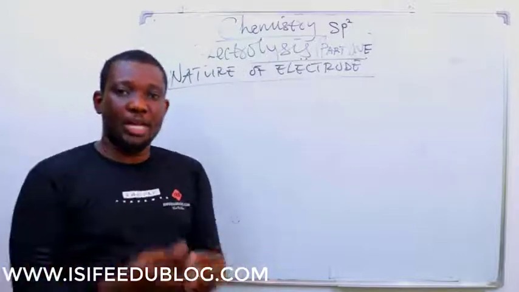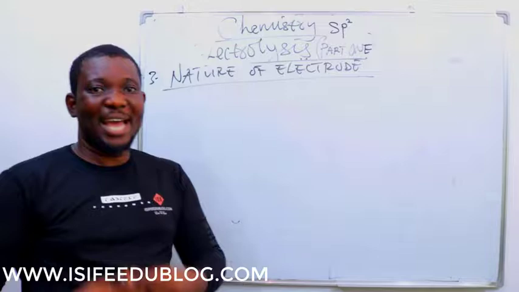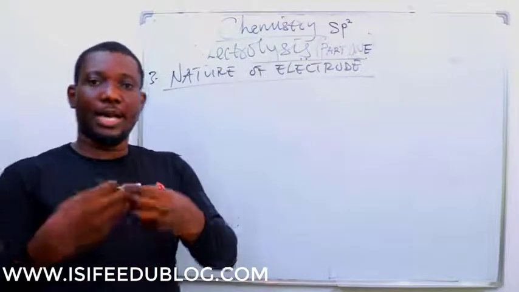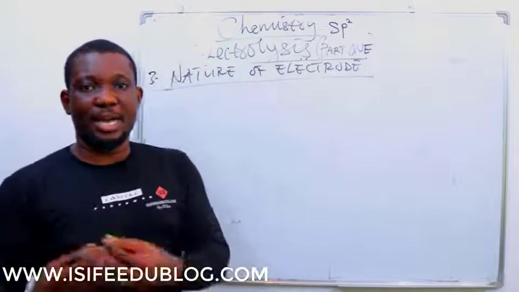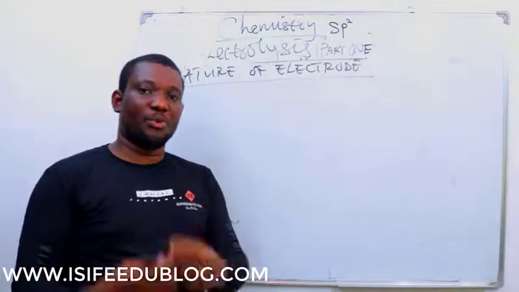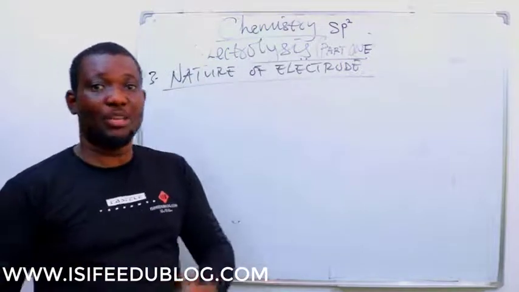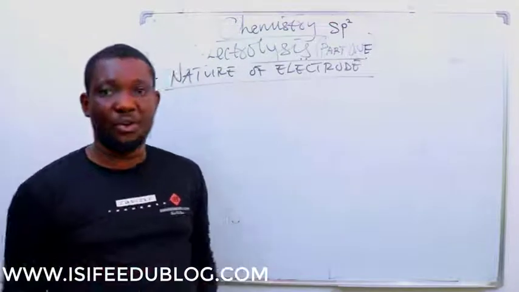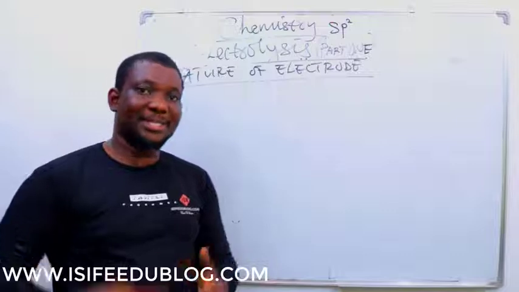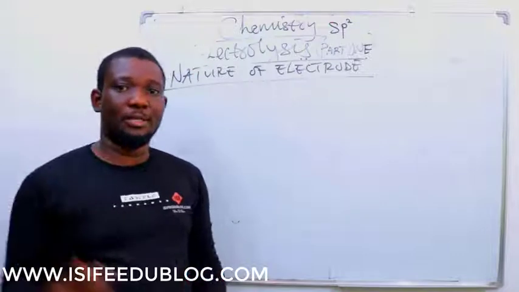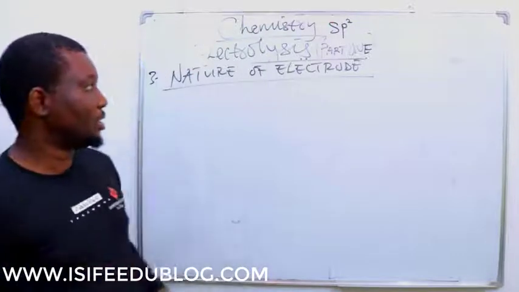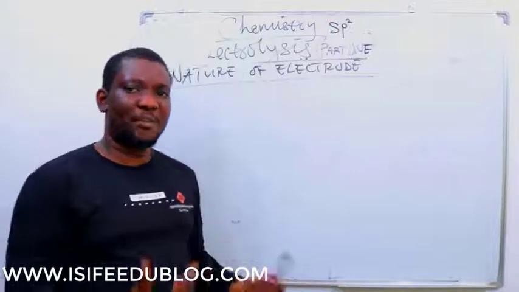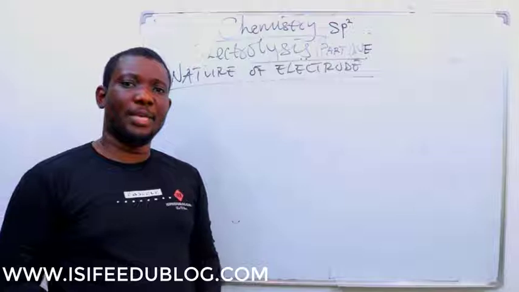So the common electrode to use, if you're electrolyzing a salt that will liberate chlorine at an anode, must be a graphite anode. The reason is that graphite, being inert, will never react with chlorine under any condition. So chlorine can be discharged there and still be isolated or collected. So look at how these electrodes affect discharge of ions. We're going to be looking at electrolysis.